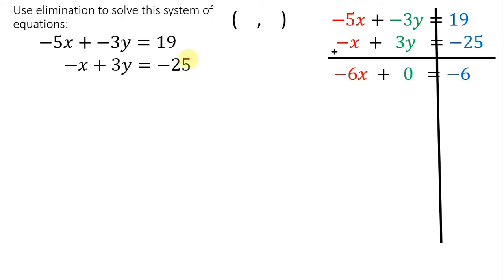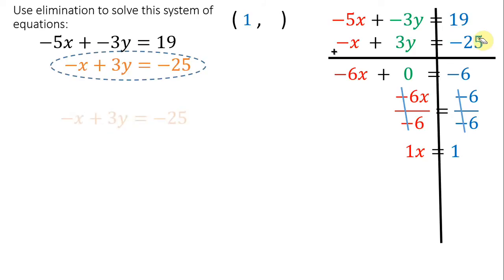Notice that our y's right here were the ones that eliminated. For in this equation right there, we have no y's. Negative 6x equals negative 6. Divide both sides by negative 6. 1x equals 1. 1 goes in the x spot.